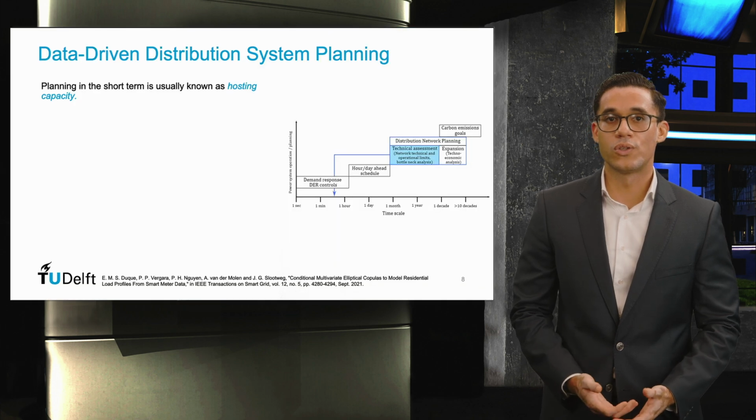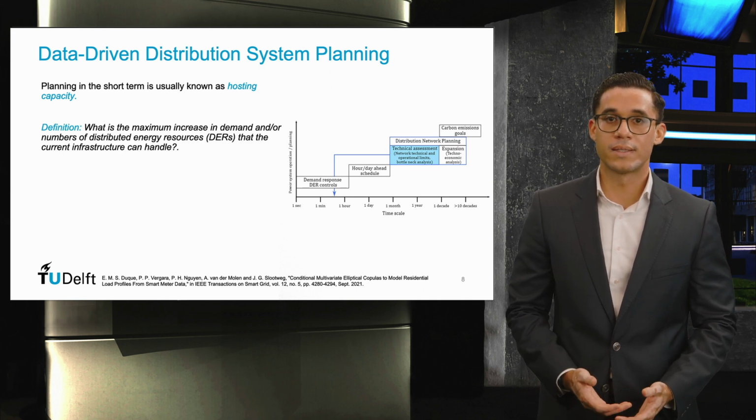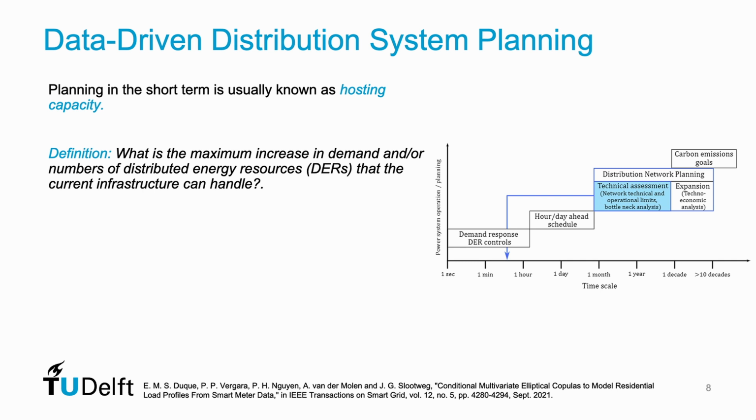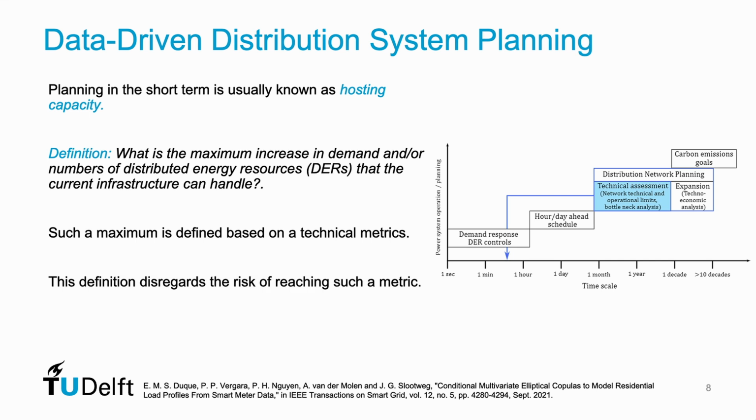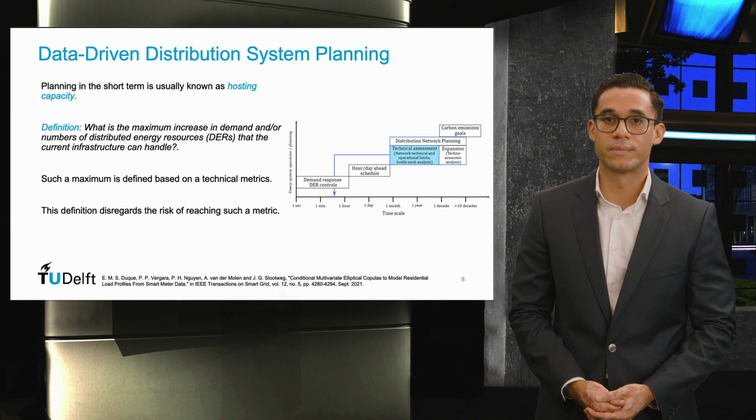In the context of distribution system planning, short-term planning is often referred to as hosting capacity. Hosting capacity answers the question: what is the maximum increase in demand and/or the number of distributed energy resources that the current infrastructure can handle? This maximum is typically defined based on technical metrics, such as voltage thresholds or cable capacities. However, this traditional definition often disregards the risk of reaching such technical limits.